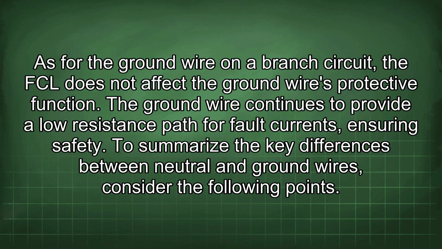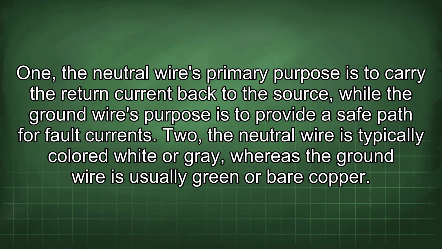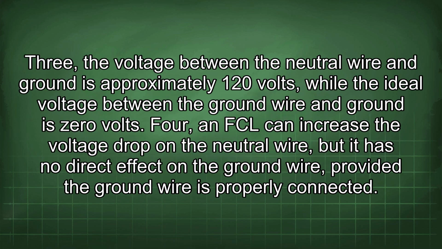To summarize the key differences between neutral and ground wires, consider the following points. 1. The neutral wire's primary purpose is to carry the return current back to the source, while the ground wire's purpose is to provide a safe path for fault current. 2. The neutral wire is typically colored white or gray, whereas the ground wire is usually green or bare copper. 3. The voltage between the neutral wire and ground is approximately 120 volts, while the ideal voltage between the ground wire and ground is 0 volts.